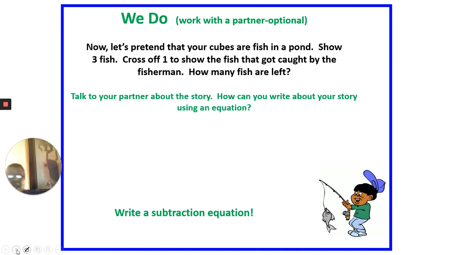This time, if you have an older brother or sister, or maybe mom or dad is beside you, this time you can work with a partner. Here's the story problem. Now, let's pretend that your cubes are fish in a pond. Show three fish. Cross off one to show the fish that got caught by the fisherman. How many fish are left? Talk it over with your partner.